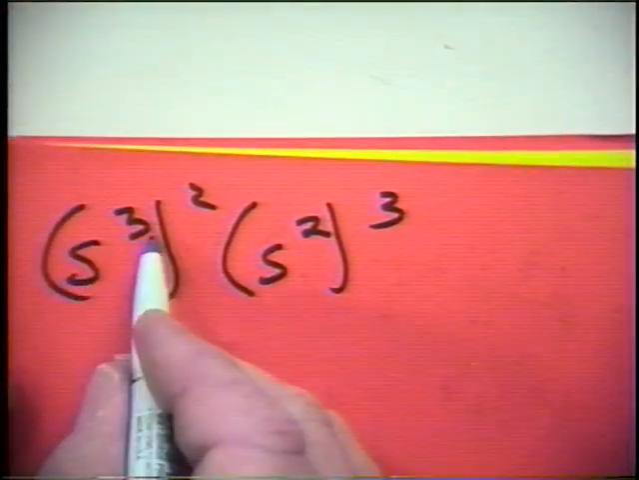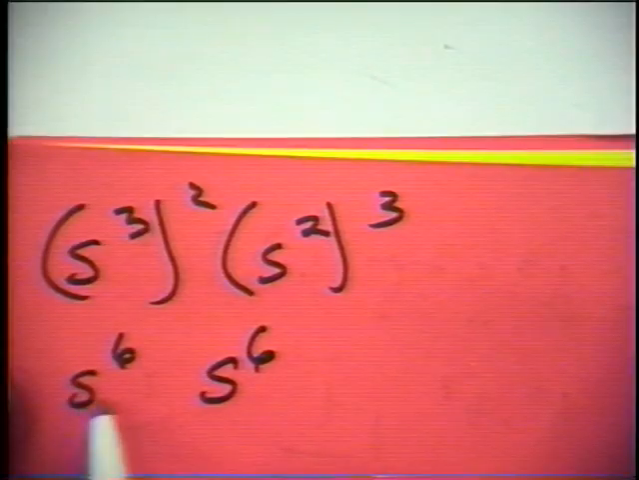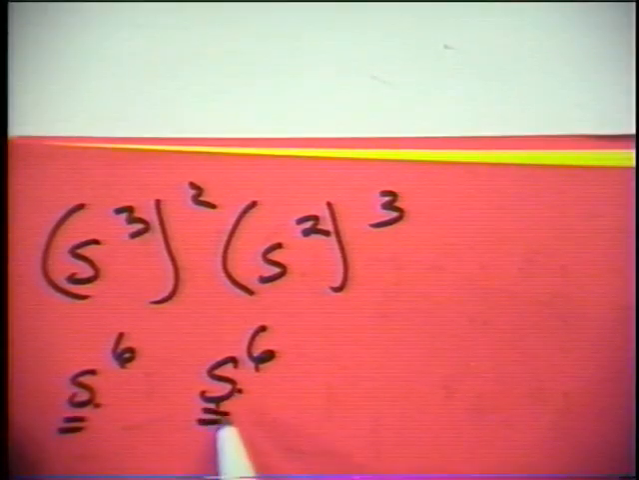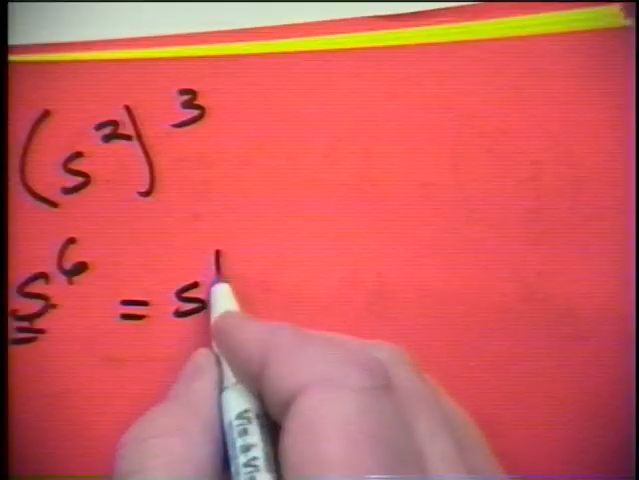Now you look at the next one, s to the third raised to the second power is what? S to the 6th. S to the 6th times s to the 6th is? No. Now you're adding. Here we have this. This here becomes s to the 6th. This becomes s to the 6th. Now you're going to multiply these together. If the bases are the same, what can you do with the exponents? Add them. So that comes out to be s to the 12th.